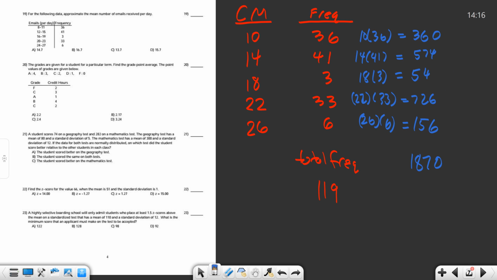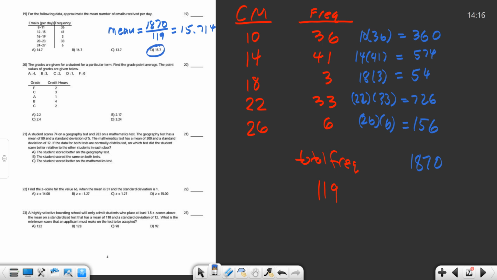So 1870. And so to get the mean, the approximate mean is going to be 1870 over 119. 1870 divided by 119, and I get 15.7142857. So that's 1/7 it looks like.